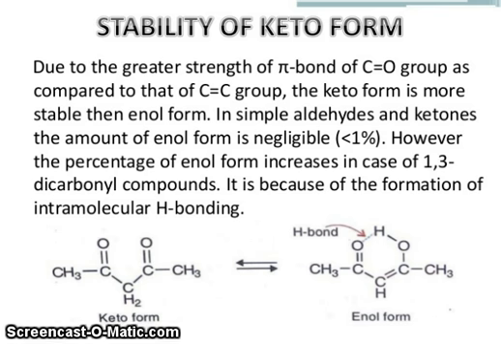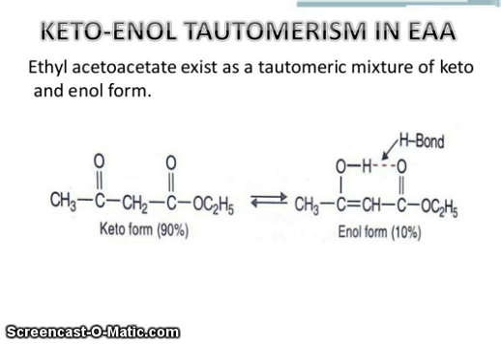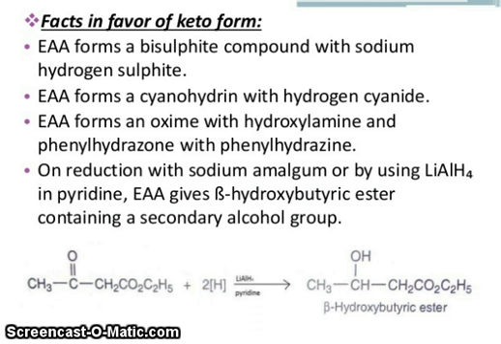In simple aldehydes and ketones, the amount of enol form is negligible, less than 1%. However, the percentage of enol form increases in the case of 1,3-dicarbonyl compounds. It is because of the formation of intramolecular hydrogen bonding. This is the keto form, this is the enol form. Now keto-enol tautomerism in ethyl acetoacetate: it exists as a tautomeric mixture of keto and enol forms. This is the keto form 90% and enol form 10%, hydrogen bond stabilized.